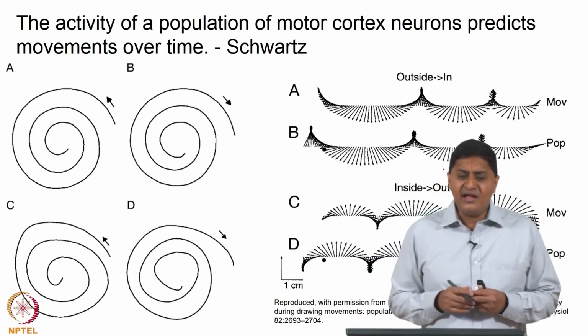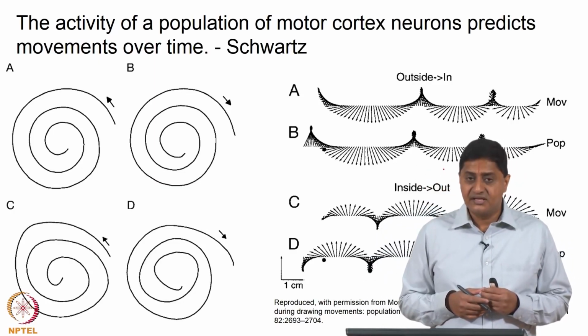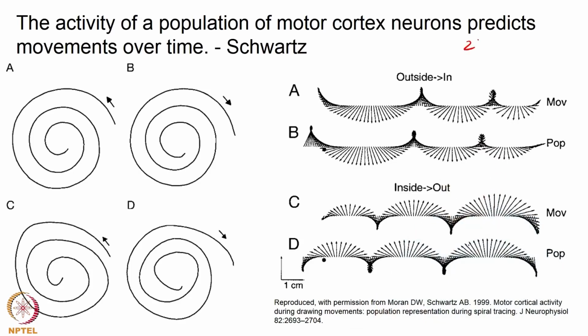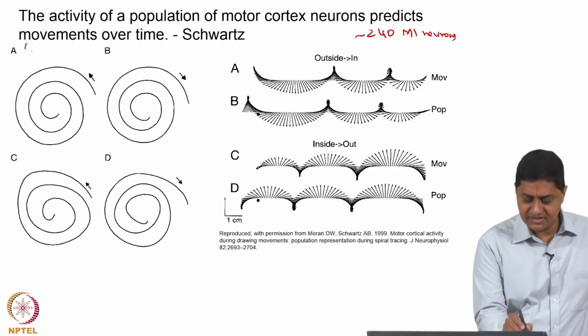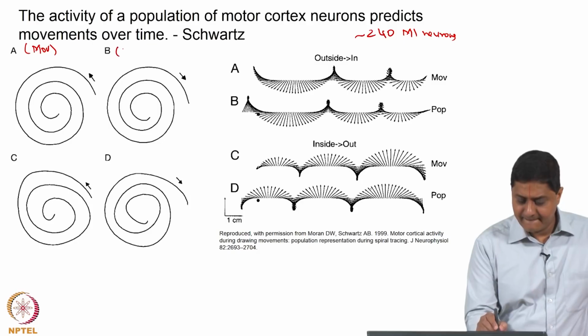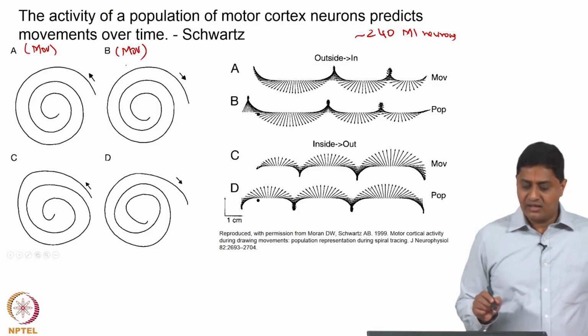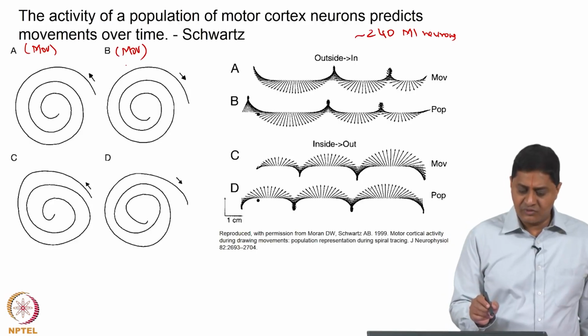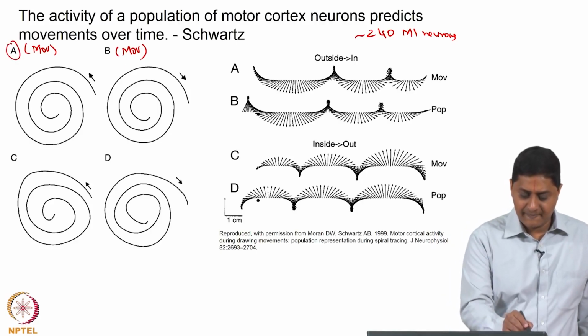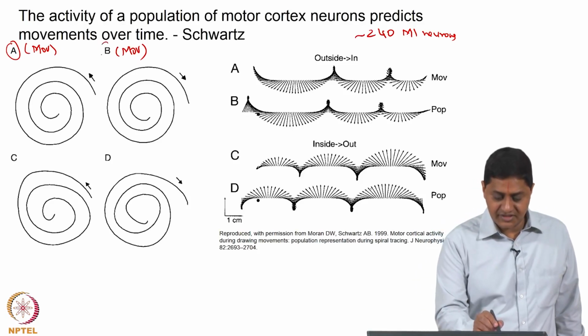Andy Schwartz and his colleagues studied the activity of about 240 M1 neurons in the primary motor cortex of live behaving monkeys. The movement trajectories that were required to be made were spirals. This spiral can be made from the outside to the inside as it is happening in A, or from the inside to the outside as it is happening in B.